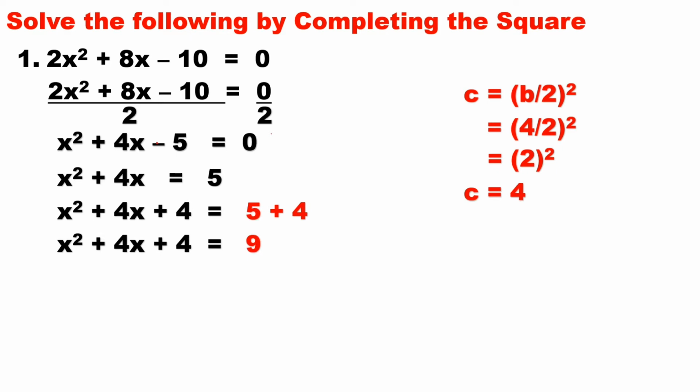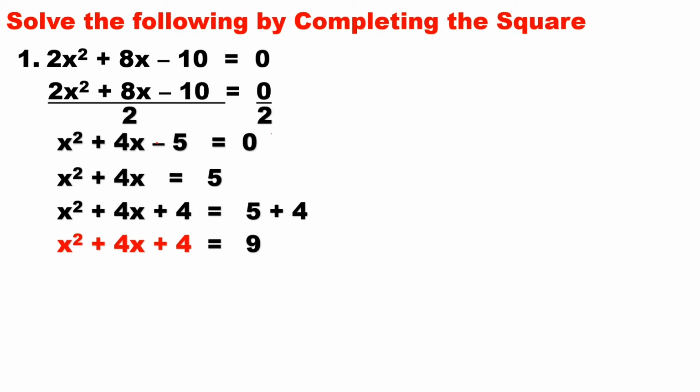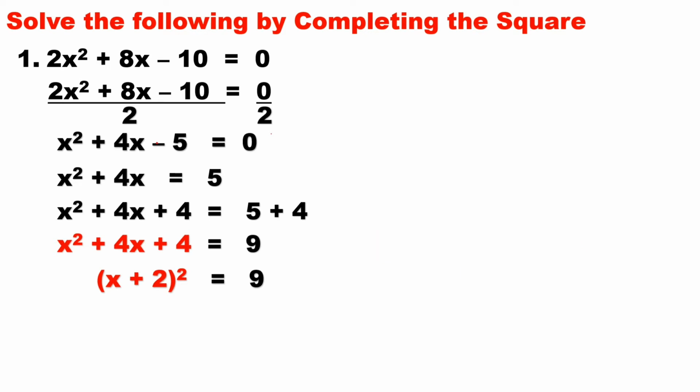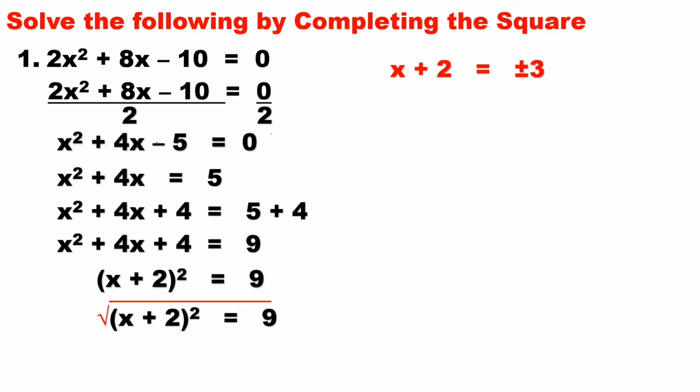Simplify the right side. 5 plus 4 equals 9. The left side expression x squared plus 4x plus 4 is now a perfect square trinomial whose factor is quantity x plus 2 squared. To remove squared, extract square root on both sides. Square root of quantity x plus 2 squared equals x plus 2. Square root of 9 is plus and minus 3.